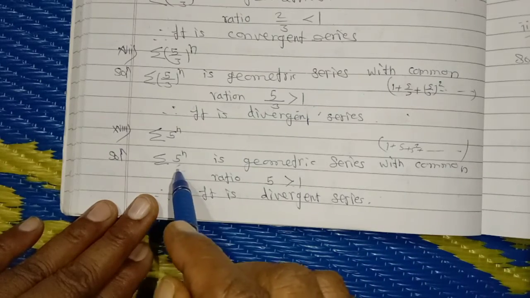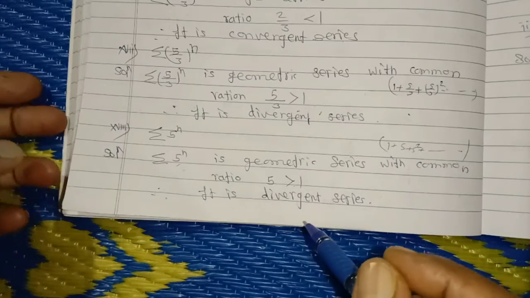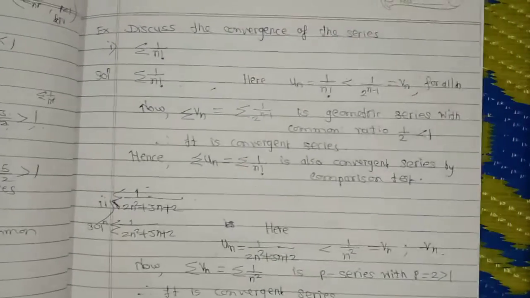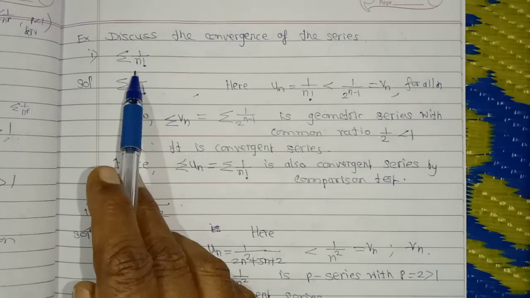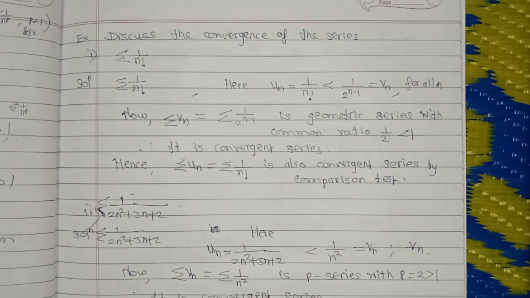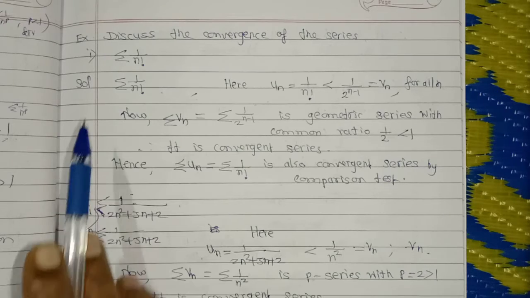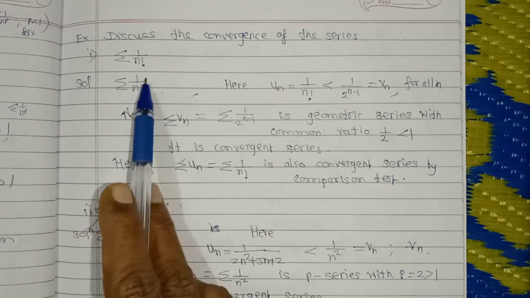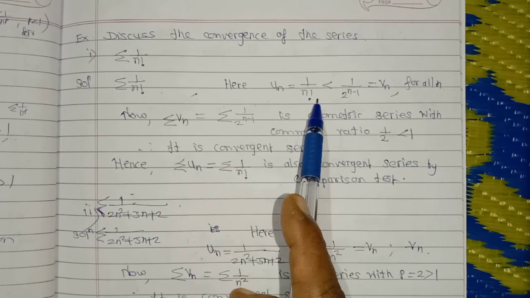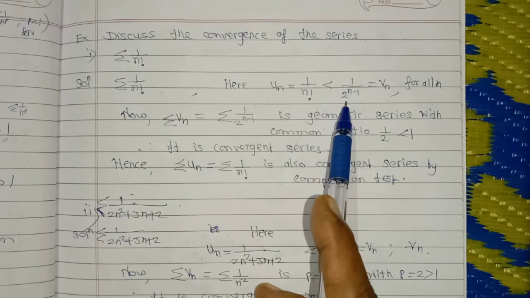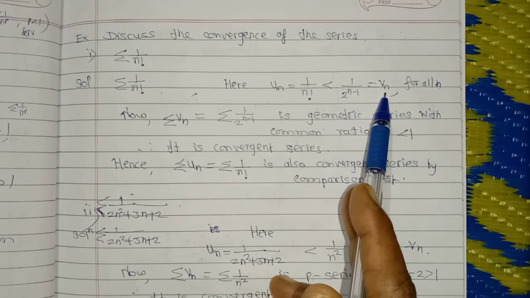Next example is discuss the convergence of the series summation of 1 upon n factorial. Here factorial sign is there. In the solution we write given series summation 1 upon n factorial. Here un equal to 1 upon n factorial, which is less than 1 upon 2 raised to n minus 1 equal to phi n for all n.